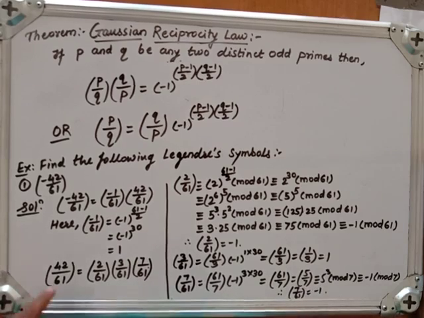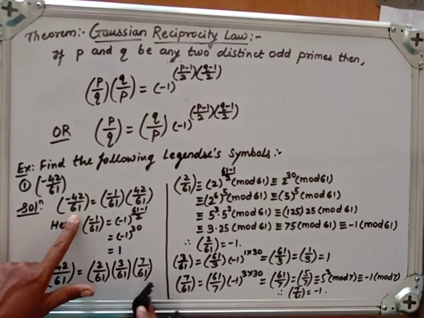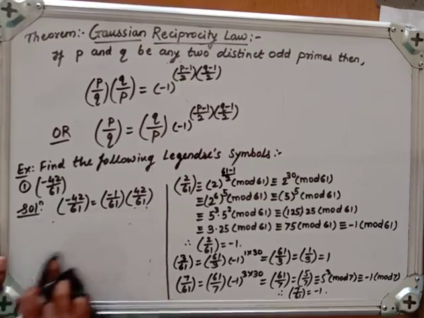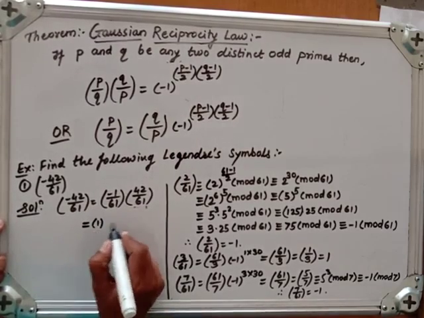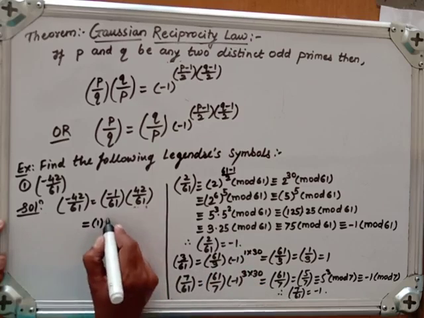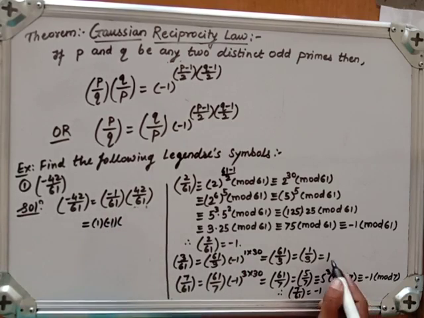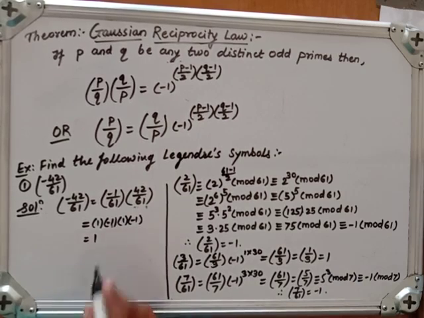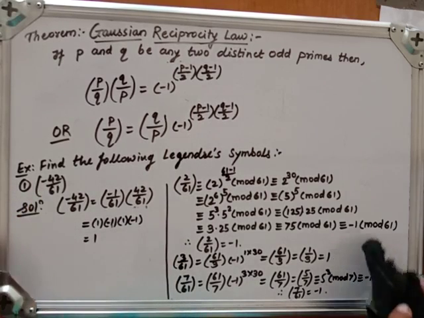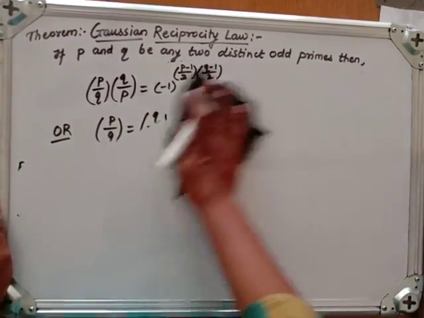-1. So finally Legendre symbol of -42 by 61 will be what? This is 1 into -1 into -1 into 1 and -1. So totally it is what? 1. So the Legendre symbol of -42 by 61 is how much? 1. Now let me go for the next question.